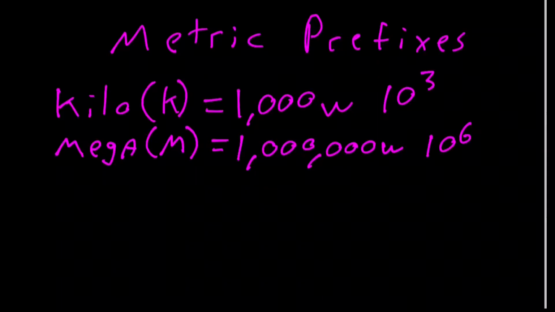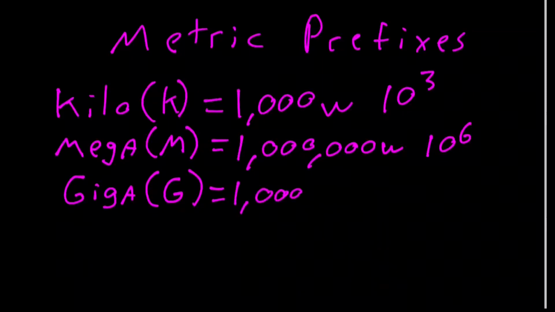So what if we have 1 billion watts? So 1 billion watts is known as a giga. So giga with a capital G is equal to 1 with lots of zeros. So 1, 2, 3, 4, 5, 6, 7, 8, 9. Or this is 10 to the 9th power.